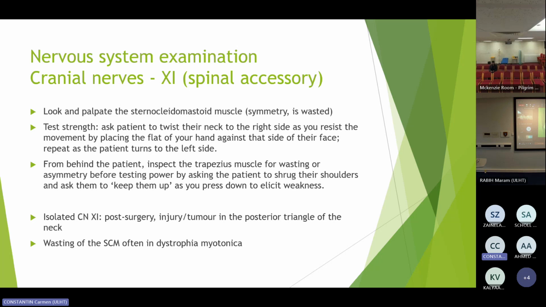Isolated palsy of the eleventh cranial nerve, the spinal accessory, is seen post-surgically, especially with tumors of the posterior triangle of the neck, and also in dystrophic conditions like dystrophia myotonica, where we have muscle wasting of the sternocleidomastoid.